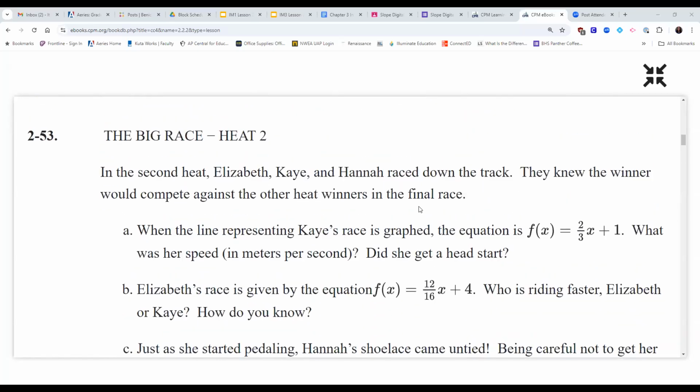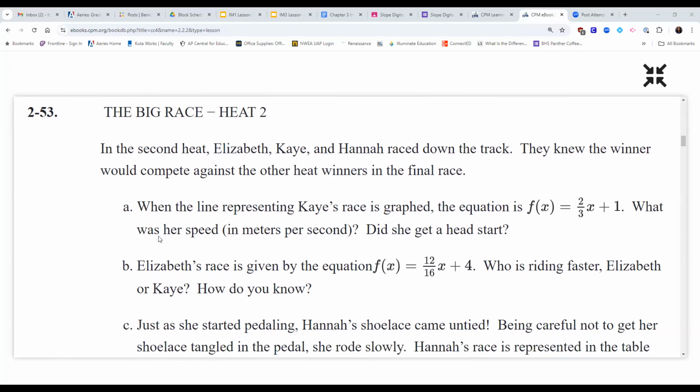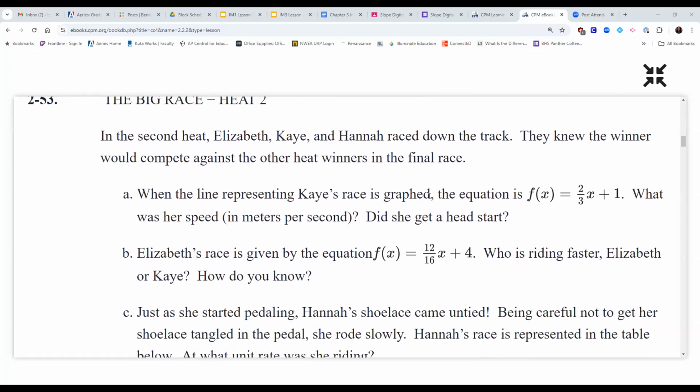Okay. 53, big race heat 2. In the second heat, Elizabeth, Kay, and Hannah raced down the track. They knew the winner would compete against the other heat winners in the final race. Okay, so Leslie won the previous one. She's going to the final race. When the line representing K's race is graphed, the equation is f of x equals 2/3 x plus 1. What was her speed in meters per second? Did she get a head start?